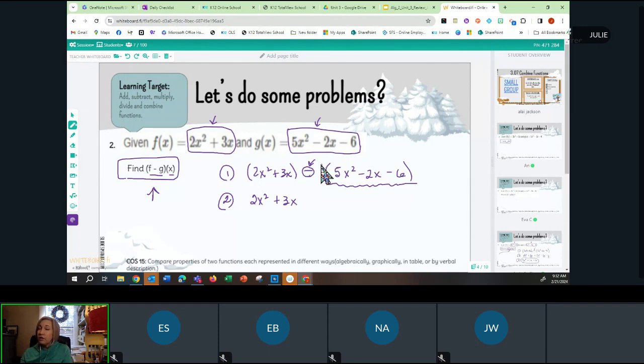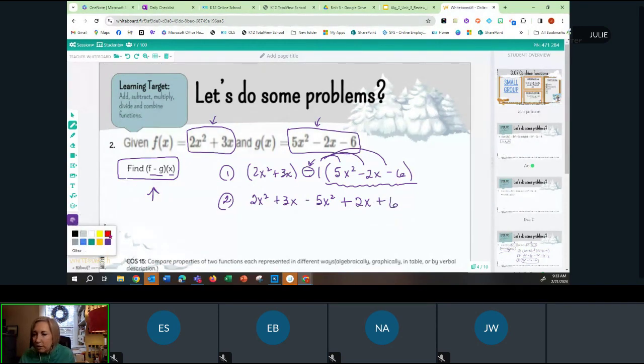So you can think of it as two different ways. You can think of it as I'm subtracting 5x squared and I'm subtracting negative 2x and I'm subtracting negative 6. Or you can think of it as multiplying by negative 1. And I like to multiply. I feel like I'm better at multiplying than I am at subtracting. So I like to multiply by negative 1. So I'm going to do negative 1 times positive 5x squared. That's going to give me negative 5x squared. And then negative 1 times negative 2x, that's going to give me a positive 2x. And then a negative 1 times a negative 6 is going to give me a positive 6.